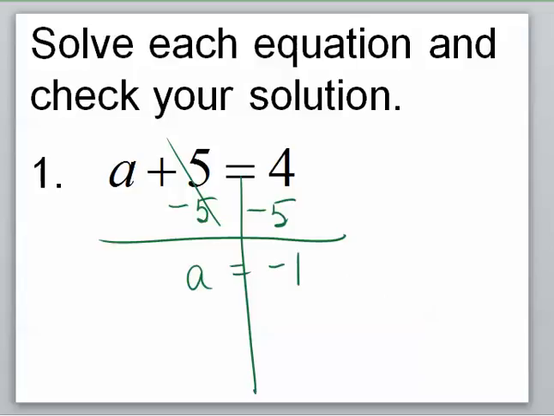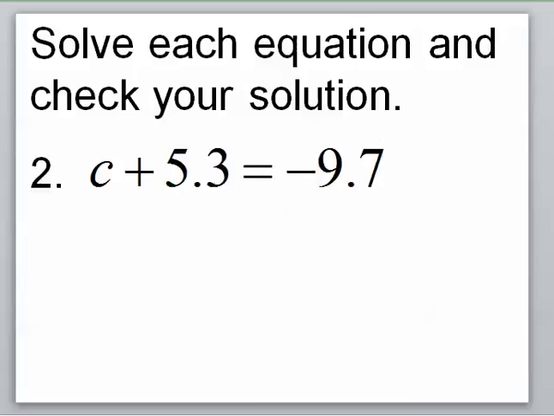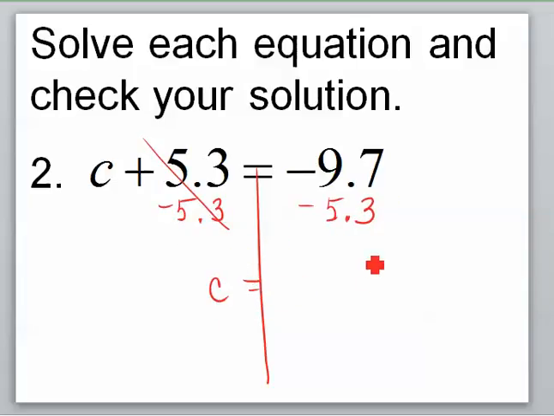You can always check your solution by plugging that back in. When we plug that back in, we get negative 1 plus 5, and yes, for sure it is a positive 4. I will not be checking every solution as I work through these problems today. On this next problem, again drawing my line down the equals, I'm trying to create a 0 here, so I will put a negative 5.3 on both sides. This creates 0, so I get C is equal to, they're both negatives, so I'm owing somebody more money, so I'm going to be adding them together. I owe somebody $15.